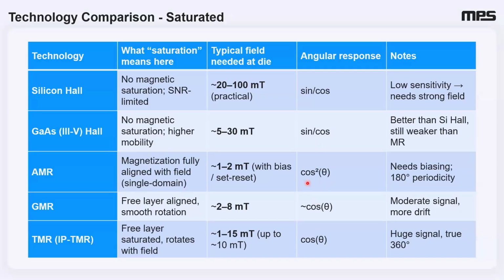So you can only determine half. You need to build a big bridge and some biasing to be able to determine a true full angle with AMR. GMR and TMR, you only need 2 parts. Silicon and gallium arsenide Hall, you need 2 parts. AMR, you actually need 4 at the minimum.